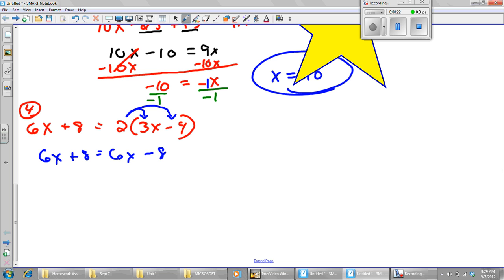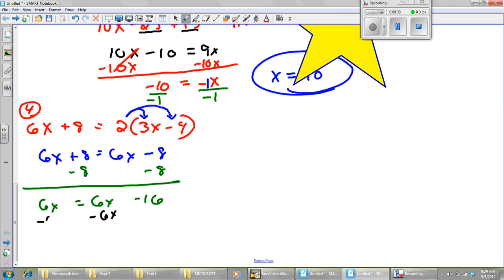And I noticed something already, but you may not see it yet, so I'm going to keep going. I'm going to subtract 8 from each side. Okay, and I'm going to end up with 6x equals 6x minus 16. And then I'm going to subtract 6x from each side. Now, be careful here. A lot of people make the silliest of mistakes, and they want to argue they're right. 6x minus 6x is not x.